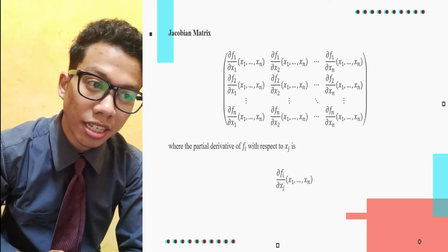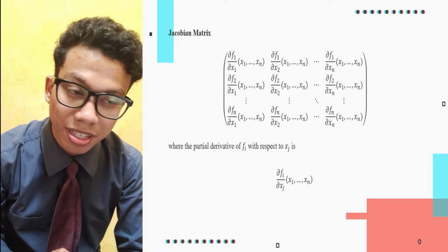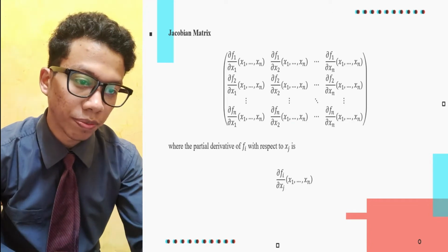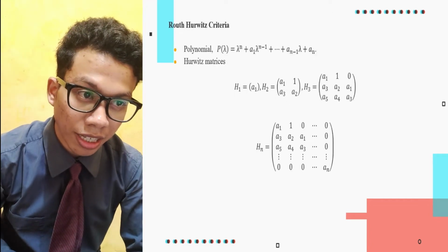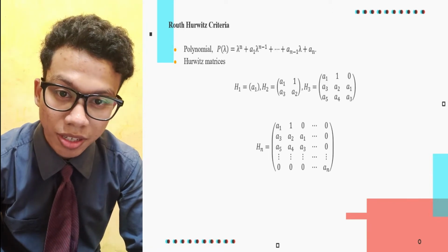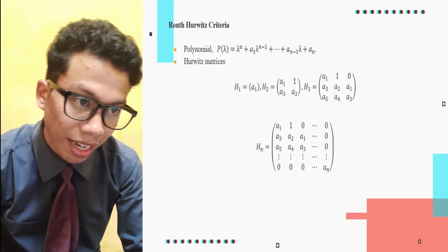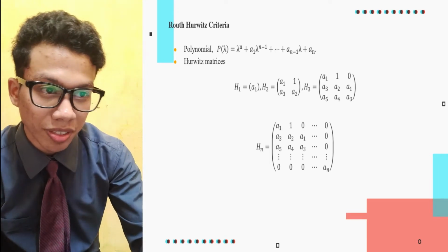Here you can see the structure of the Jacobian matrix, where the partial derivative of Fi with respect to Sj is shown as follows. Instead of using the eigenvalues, we use the Routh-Hurwitz criteria because it is easier to use for a 3x3 matrix. Here is the polynomial and the Hurwitz matrices.